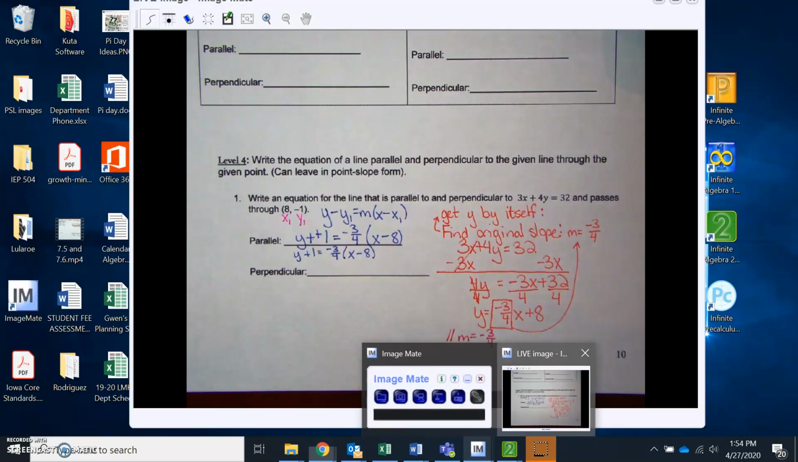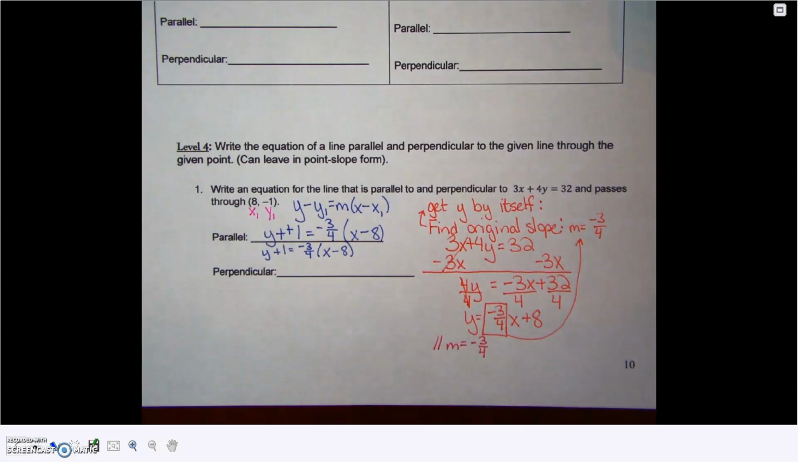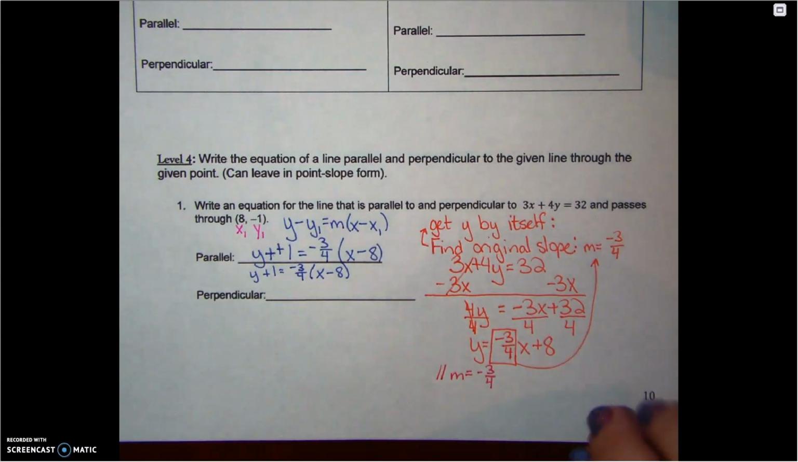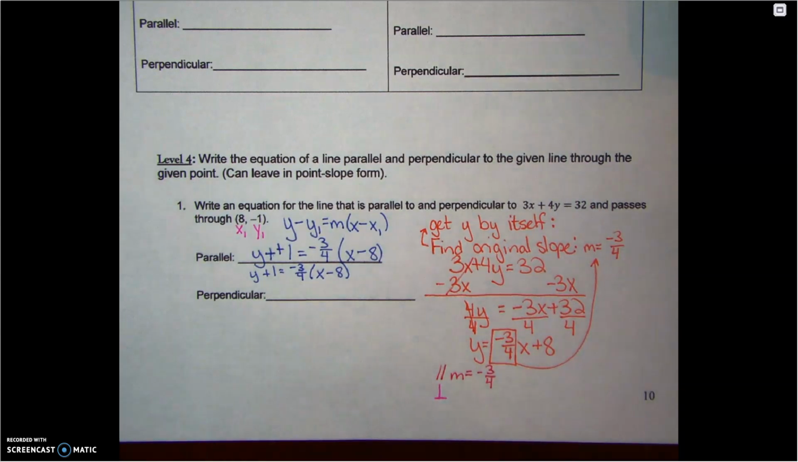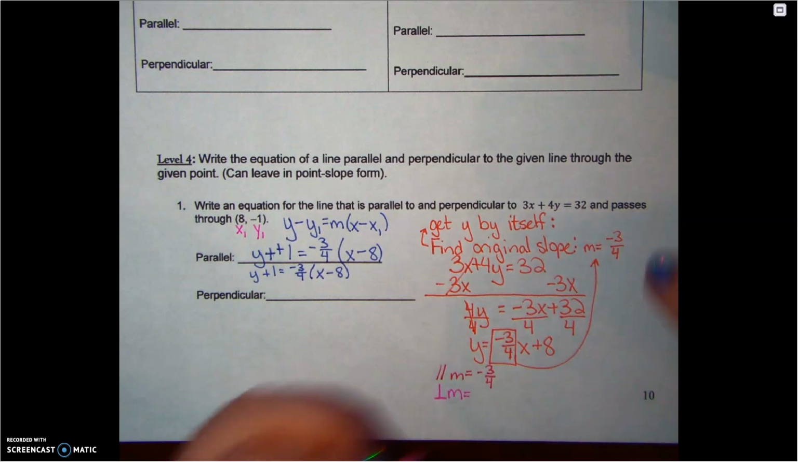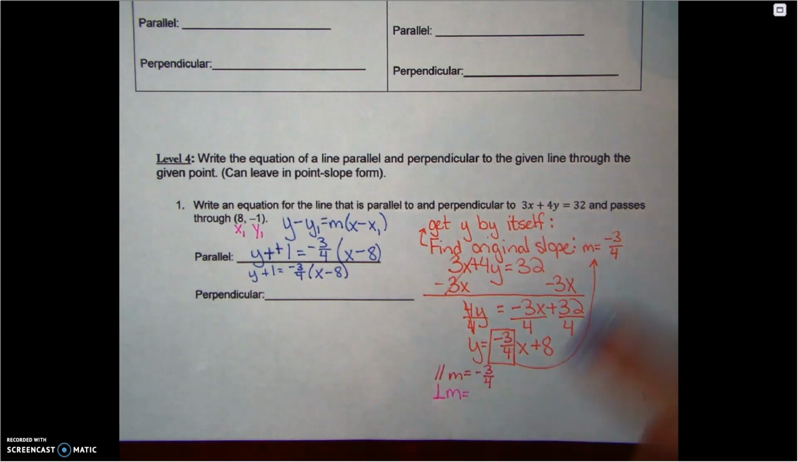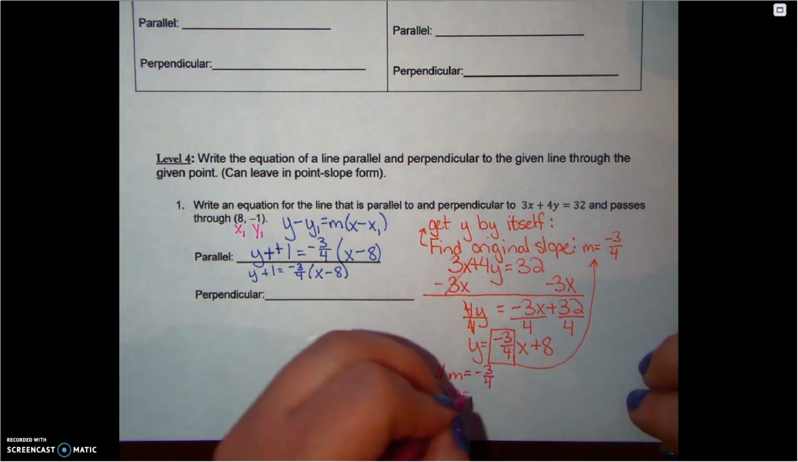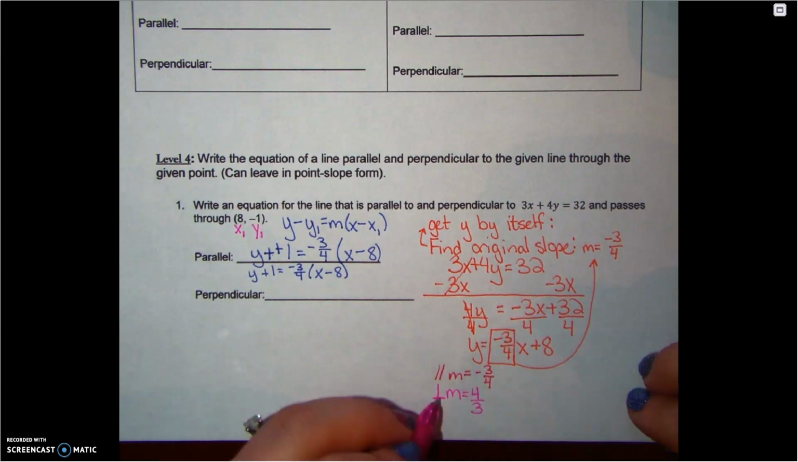Let's do what this equation would be if it was going through with perpendicular. So the perpendicular slope, it was negative. That means that my perpendicular slope will be positive. And 3 over 4 will flip upside down and become 4 over 3. So this is my slope.